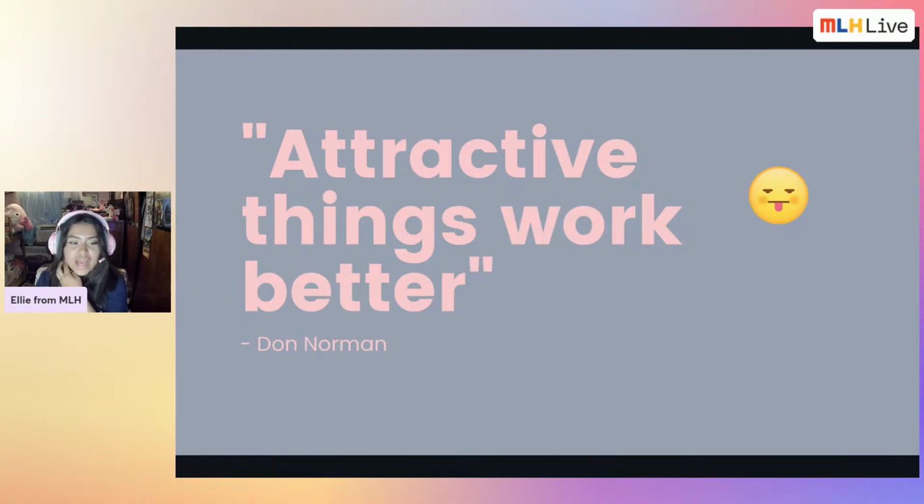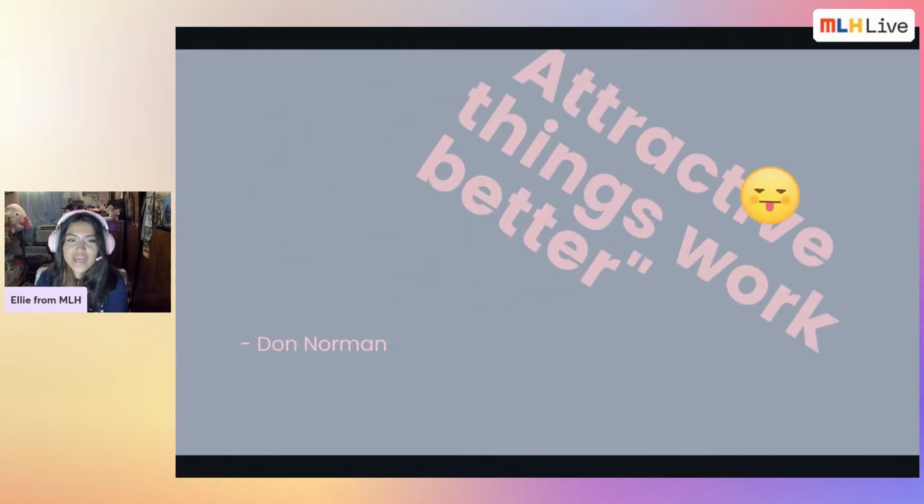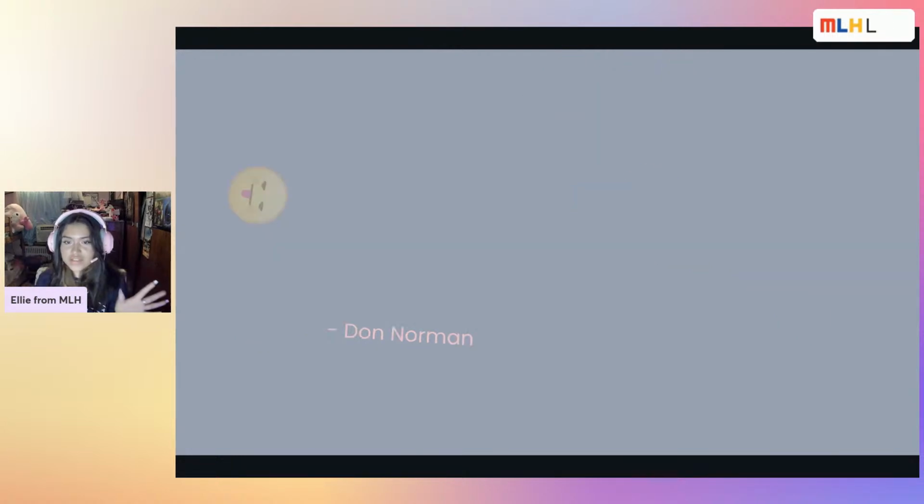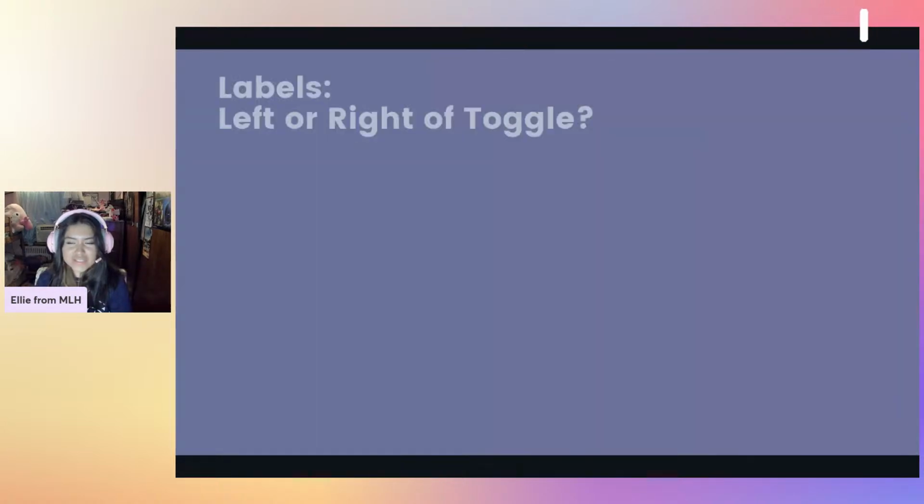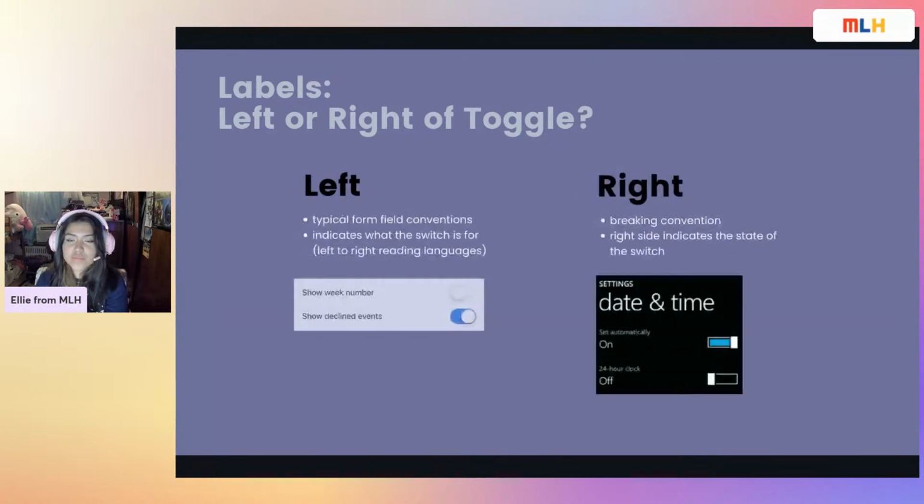Now let's go ahead and talk about some design decisions. Let's talk about some labels, right? Left or right of the toggle. So what does this look like? Let's talk about how labels are supposed to be, and we'll go over some design examples.